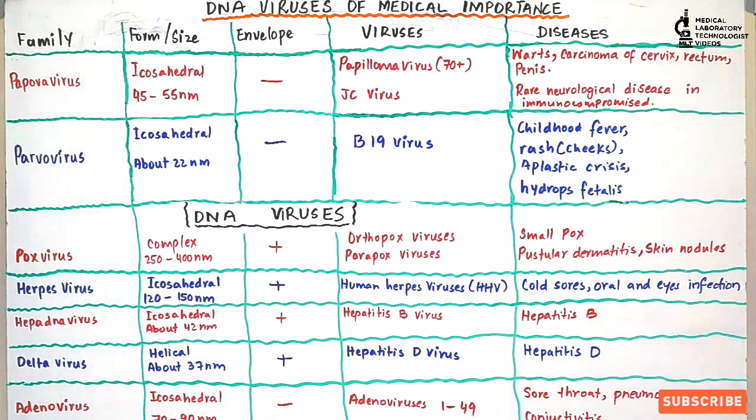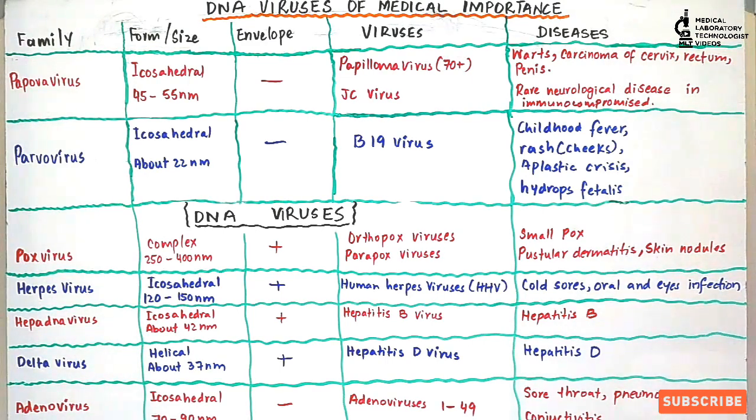Next is written at the top of the whiteboard. You see DNA virus, papovavirus. Now I pronounce it right. Papovavirus is icosahedral in shape, 45 to 55 nanometers in size, and the envelope is not present. The viruses in this family are papillomavirus and JC virus.